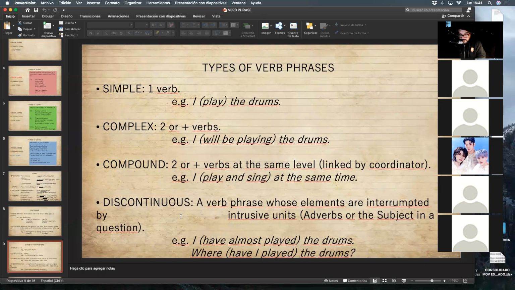Finally, as I already told you, the fourth construction type would be the discontinuous verb phrase. And this is a verb phrase in which you can find an intrusive element. These intrusive elements are adverbs or subjects in questions. So, for example, in I have almost played the drums, the verb phrase have almost played is a discontinuous verb phrase. Why? Because there's an intrusive element, that is to say, the adverb premodifier. And in the second one, where have I played the drums, the verb phrase have I played is a discontinuous verb phrase because there's this subject in the middle of it.